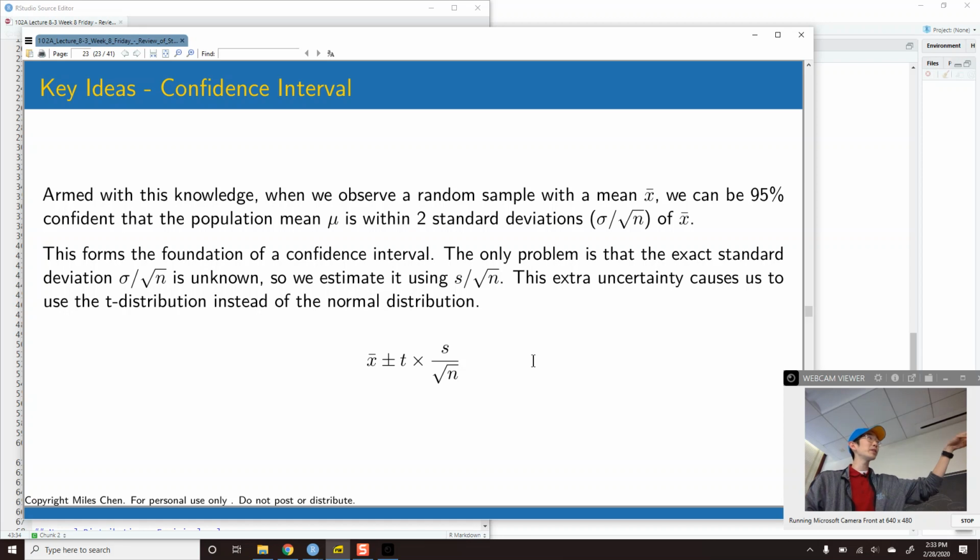So the population mean mu is a fixed value, okay? And there's no uncertainty associated with it. So we can only talk about us being 95% confident about whether it's in the interval or not, but we can't talk about there being a probability because it's either in the interval or it's not. All right, so anyway, this is your confidence interval stuff.